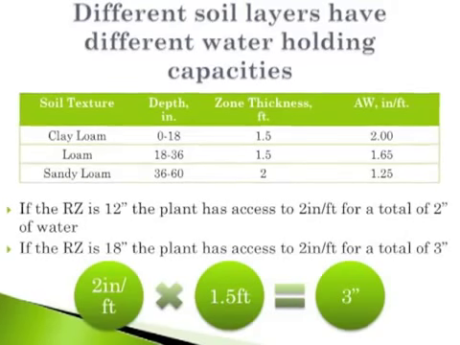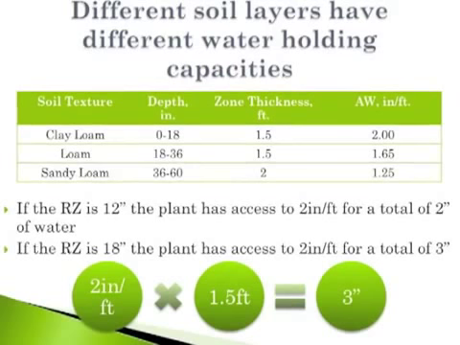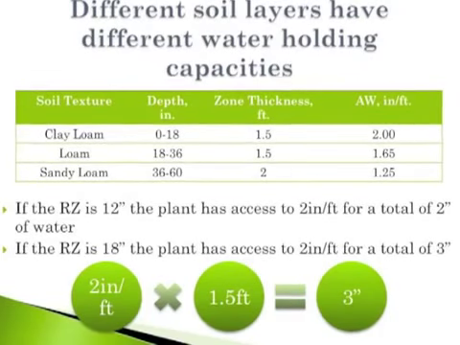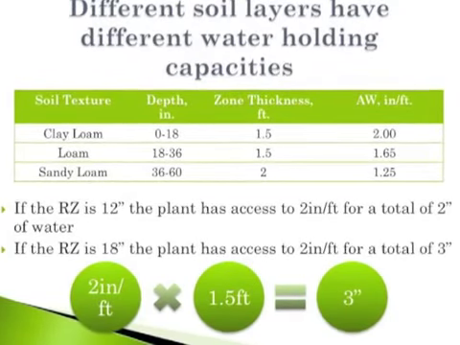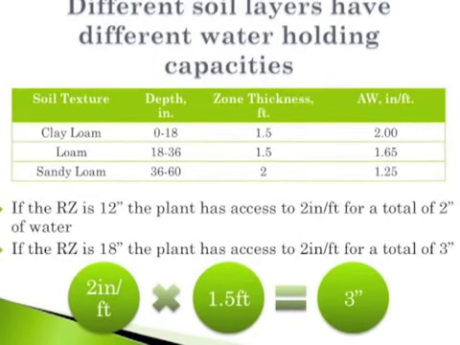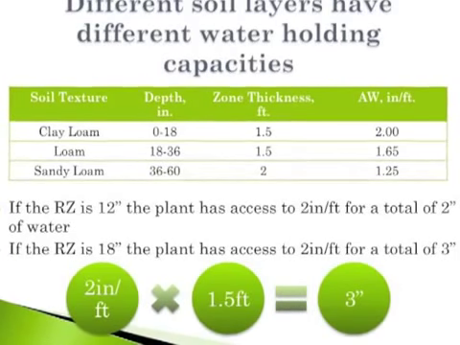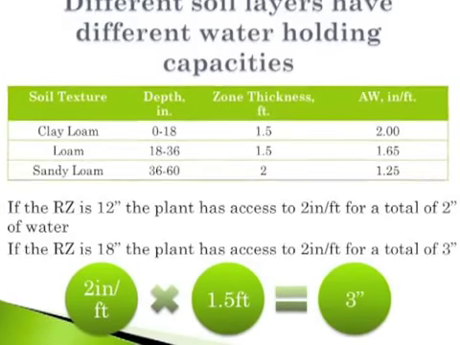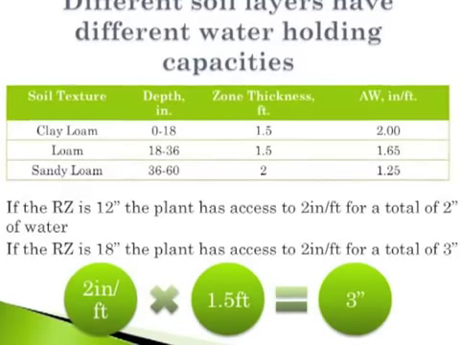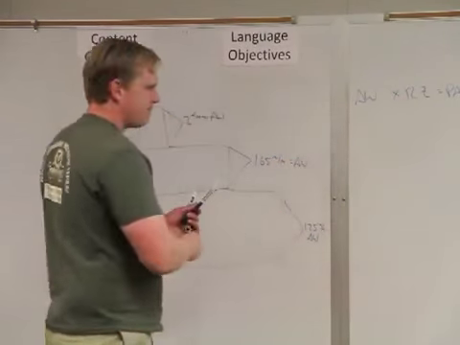We times that by, how do I convert 18 inches to feet? I divide it by 12. 18 divided by 12 equals 1.5, which is our root zone in this case, in feet. Gives us a total PAW of 3 inches, all right? But we haven't changed soil types yet. So what happens when we do change soil types? Let's look at that. But we're going to use, again, this equation for every layer of soil.